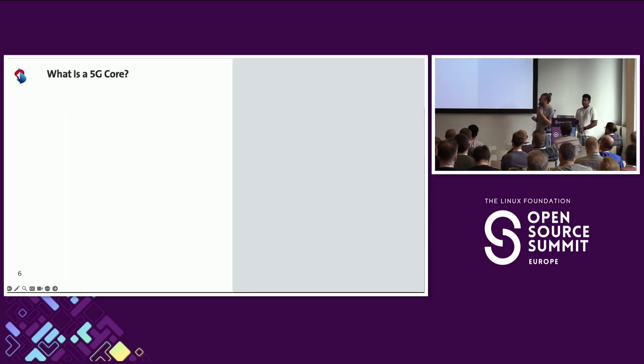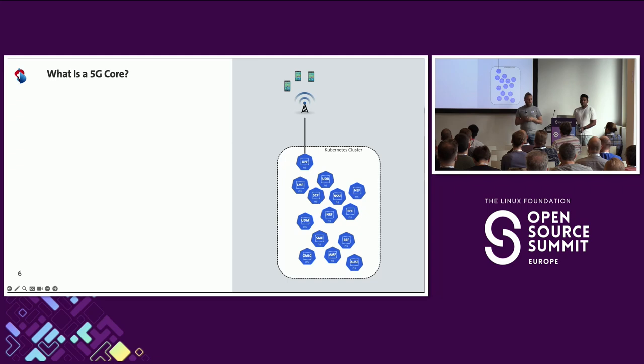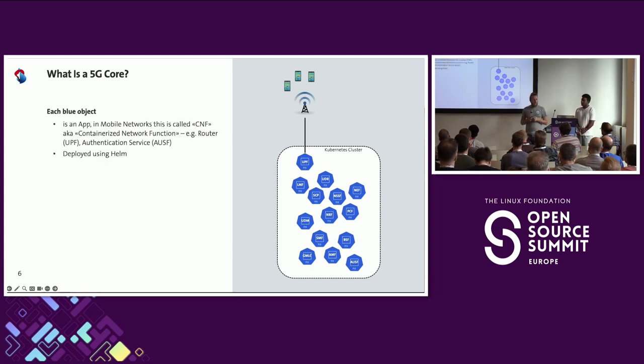So the title of the talk is about the 5G core. So let's start with what a 5G core is. On this picture, you see a very simplified view of the ecosystem that we're talking about. On the very top, you see the cell phones, the smartphone you have in your pocket, and then the antenna and the connection to the actual core. Everything in the white box is a Kubernetes cluster. Everything in there is the 5G core. Each blue box is an app in the end. It's like a microservice in this whole thing that builds the 5G core.